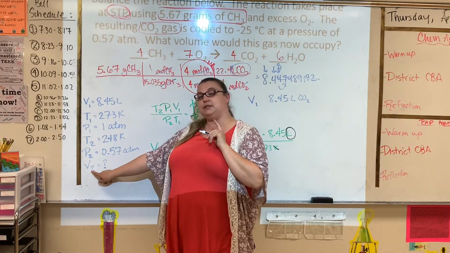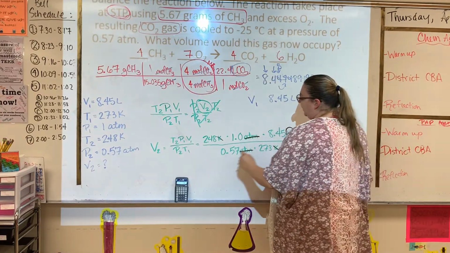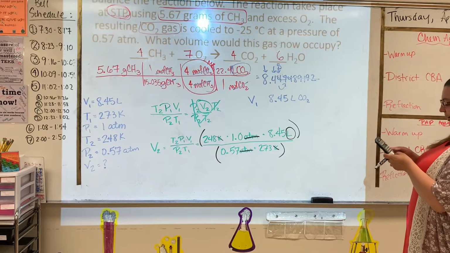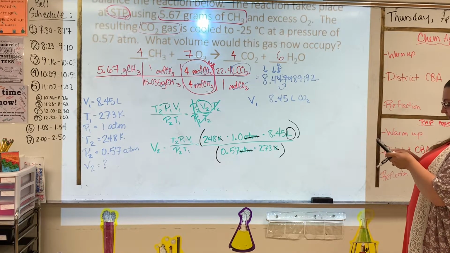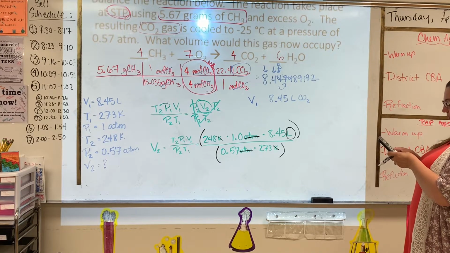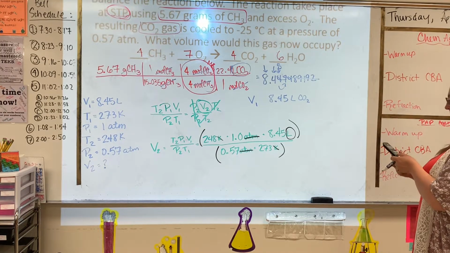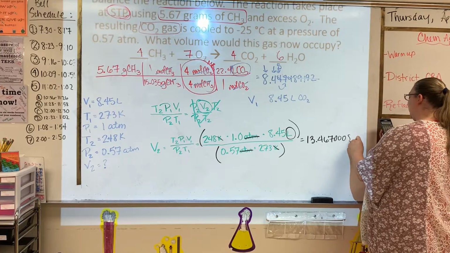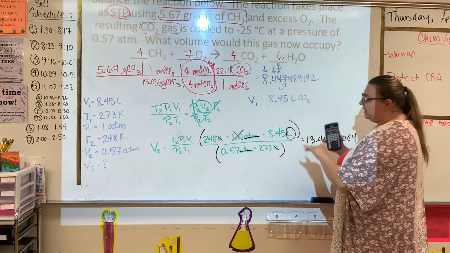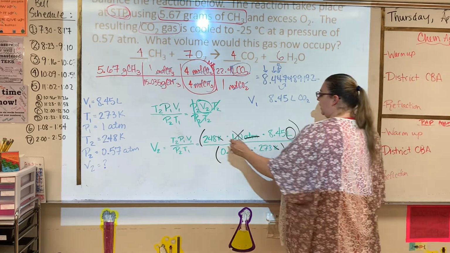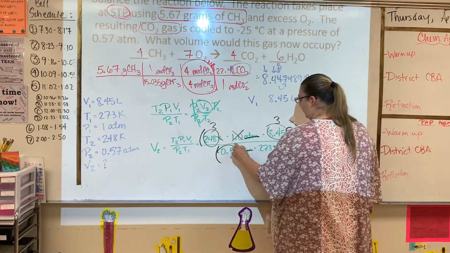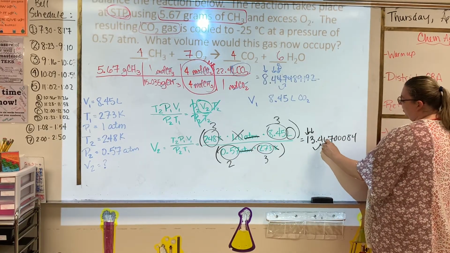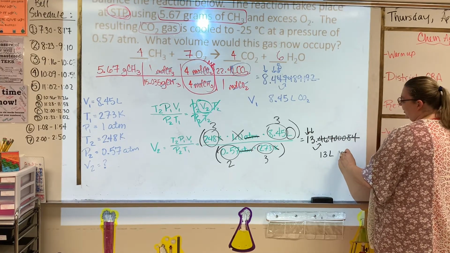Stop and think. Does liters make sense for volume? It does. All right. When we put this in the calculator, remember we have to put parentheses around the top and the bottom. So we have 248 times 8.45 divided by 0.57 times 273. This gets us 13.4670084. Now this number we're not going to worry about for sig figs because it was a standard value. This one is 3, 2, and 3. So our smallest number here is 2, so we're going to round our answer to 2 sig figs. The number after that is less than 5, so this is going to be 13 liters of CO2 gas.